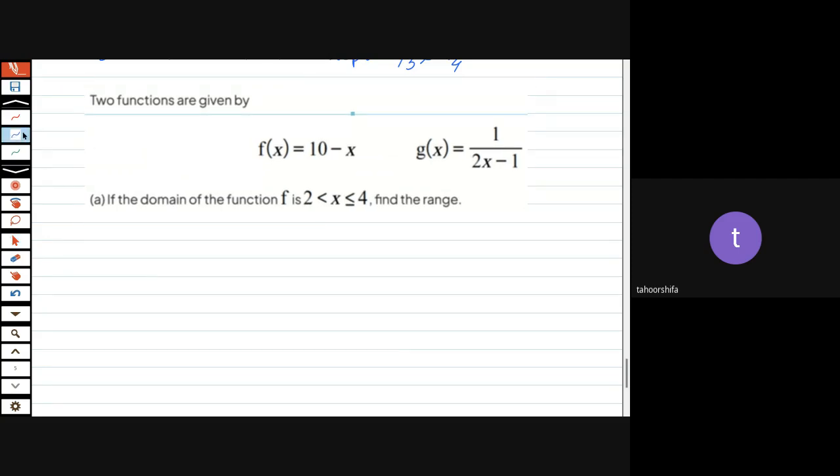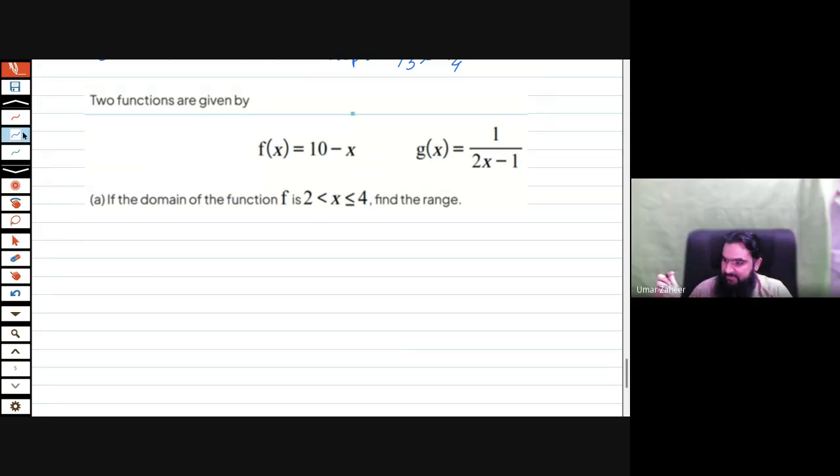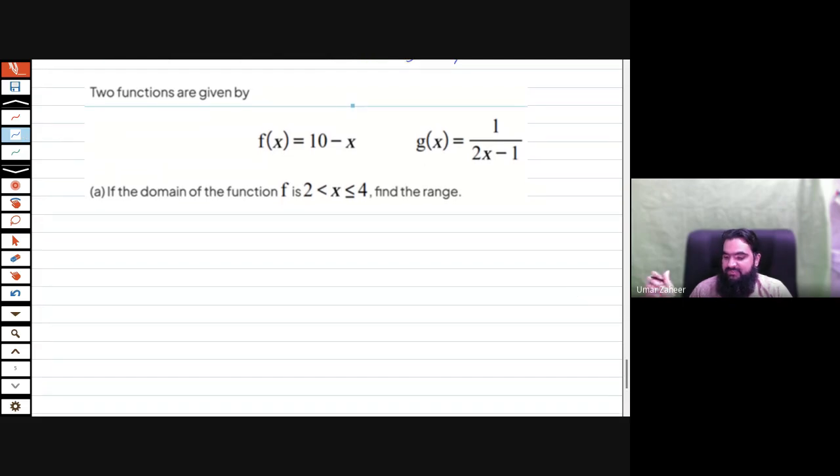Now, two functions are given. f of x is equal to 10 minus x, g of x is equal to 1 divided by 2x minus 1. If the domain of the function is this, okay, now the domain is given. You need to find the range. If the domain is given, it is going to be really easy to find the range. What you have to do, you just have to substitute the smaller value and the bigger value. So in between, basically your range is going to lie.